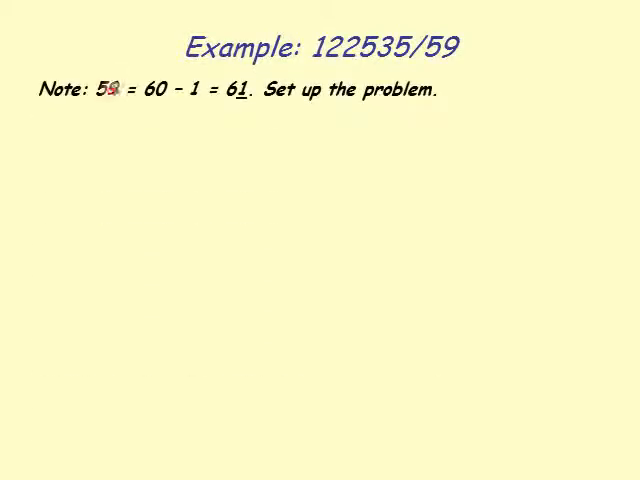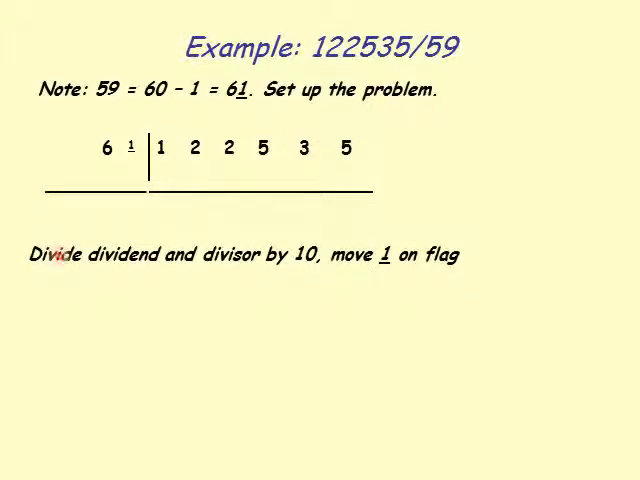59 is 60 minus 1, and we would use 6 and bar 1 in the divisor. Set up the problem like this: 6 bar 1 in the divisor, 122535 in the dividend. First thing we do, we divide both the dividend and divisor by 10 and move negative 1 onto the flag. So we divide that by 10. This is my remainder column. This is my flag digit. And we would divide by 6.